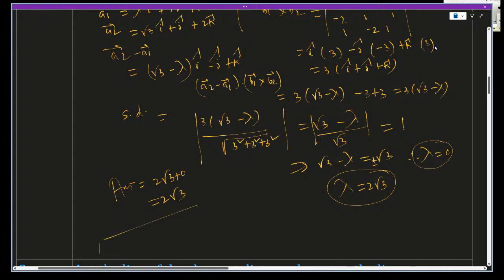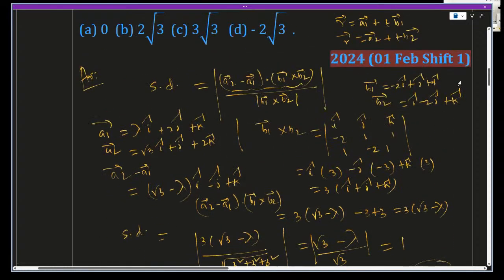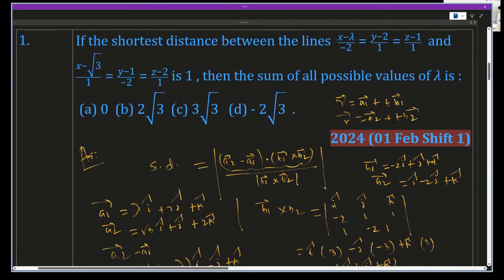Clear? Hope you have understood. It was not a difficult sum. Just because they have given lambda here, you may be a little bit confused. But remember, for a 5-mark question, this may arise in a board paper also.